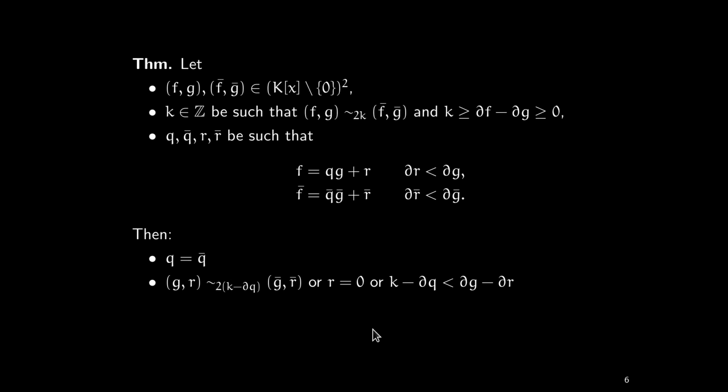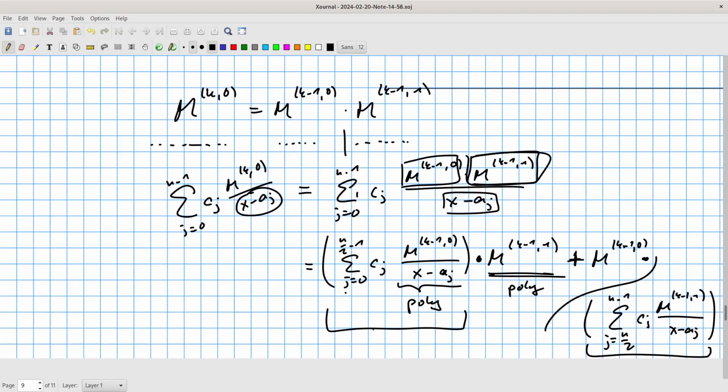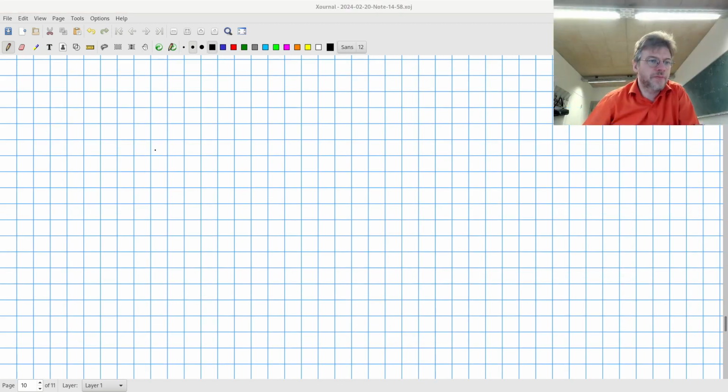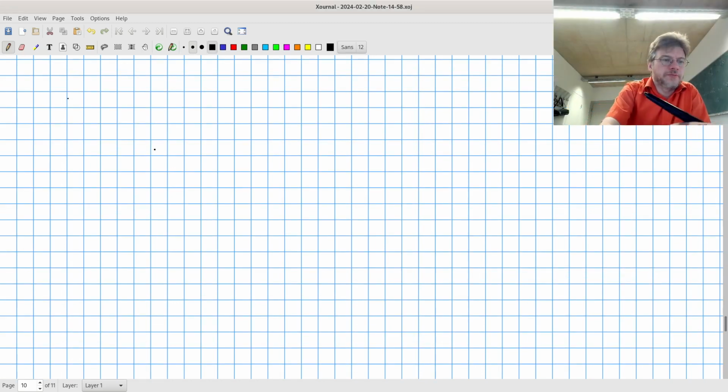So let me show you why this is true. This is not an obvious statement. It requires a little bit of calculation to see where this comes from. Proof.